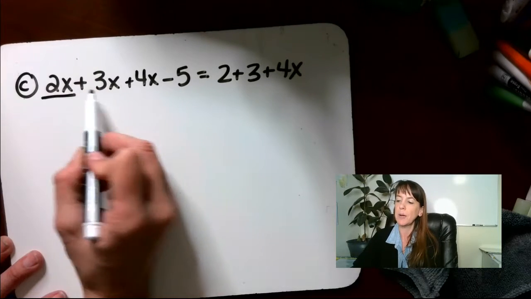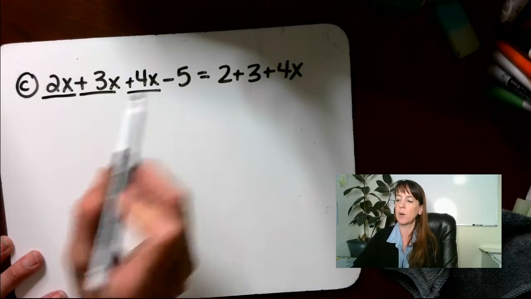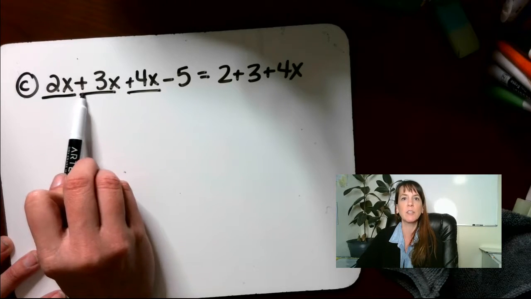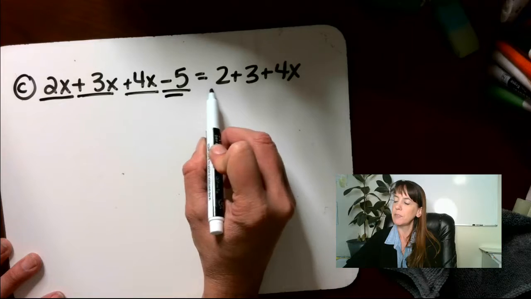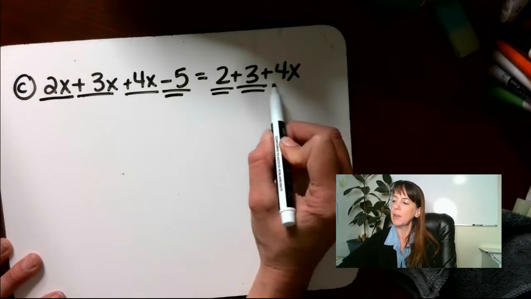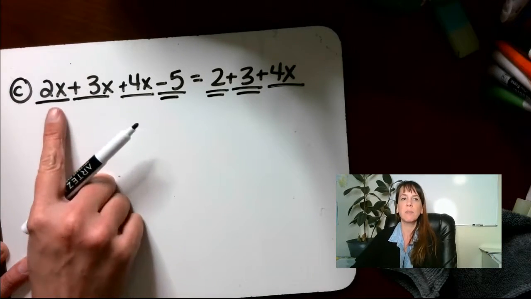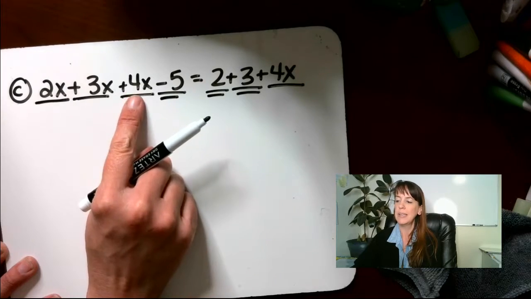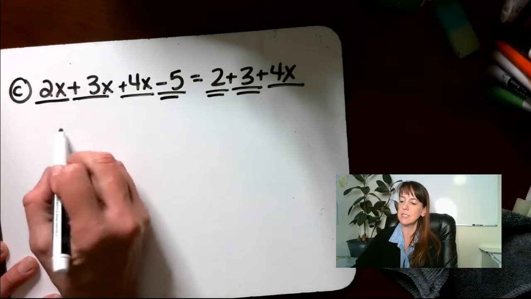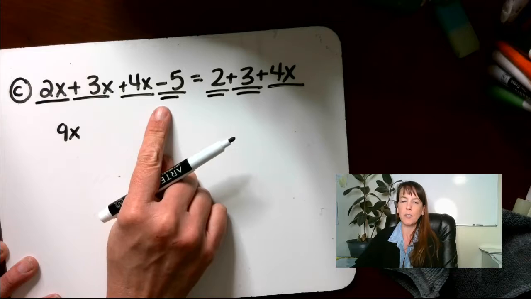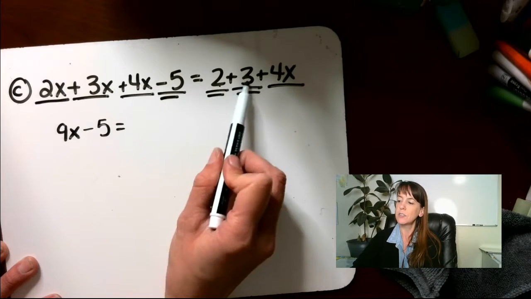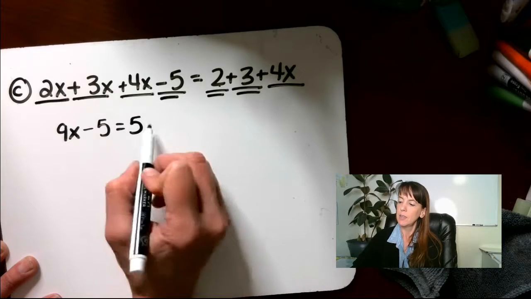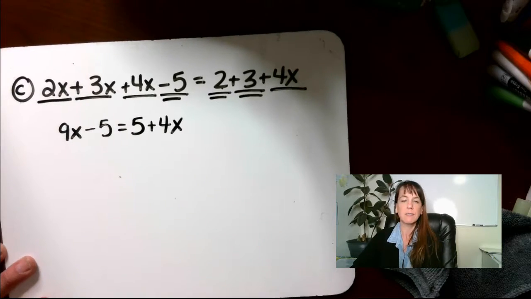We have positive 2x, positive 3x, positive 4x. Just a reminder that I'm underlining those operations. Minus 5. Then we have 2, 3, and just 4x here. So on this side, we have 2, 3, and 4. 4 and 3 is 7, 8, 9, so that's 9x. I can't group it with anything else, so minus 5 equals 2 and 3 is 5, plus 4x, okay?